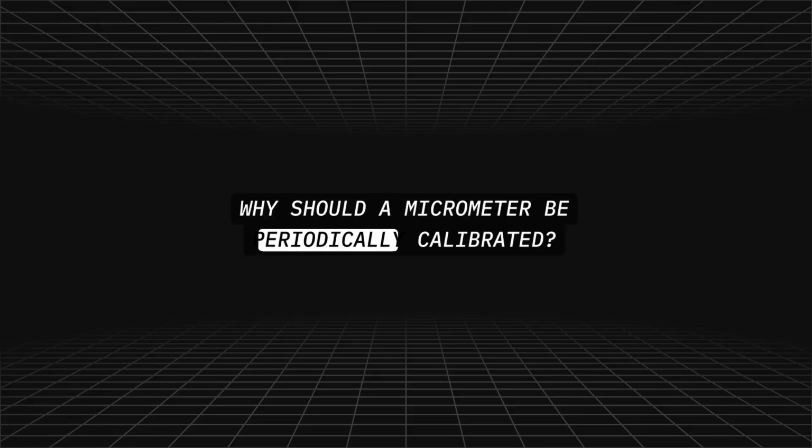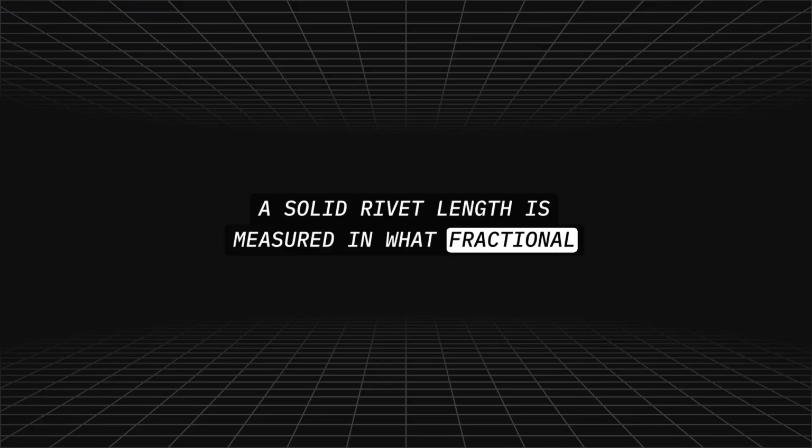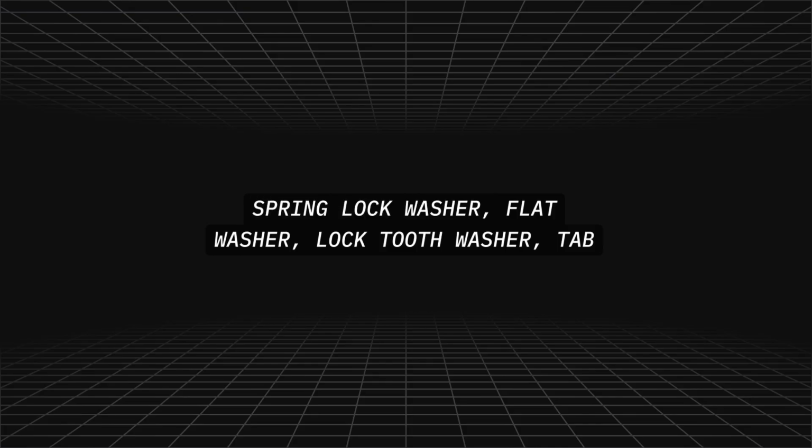Why should a micrometer be periodically calibrated? To help ensure micrometer accuracy. A solid rivet length is measured in what fractional increments? Sixteenths of an inch. What are some types of washers used on aircraft? Spring lock washer, flat washer, lock tooth washer, tab washer, finishing washer.